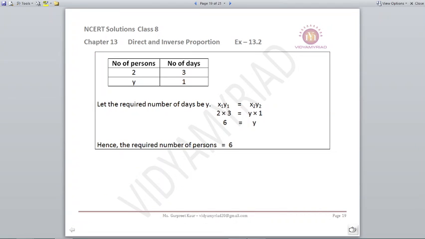So what are we going to do? Definitely the number of persons will increase. So 2 into 3 is equal to y into 1. It comes out to be 6 persons. So if the work has to be finished in 1 day, we require 6 persons.